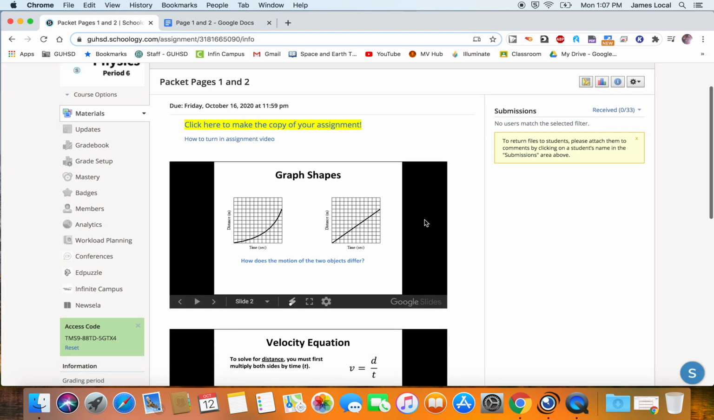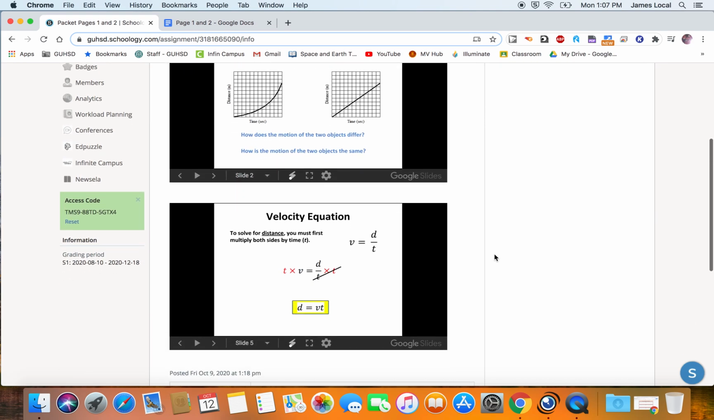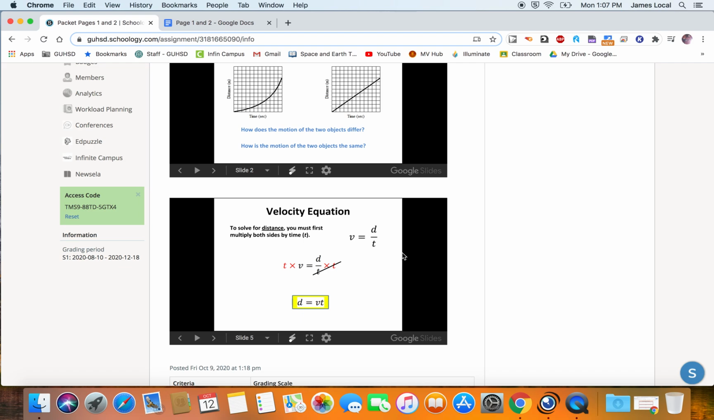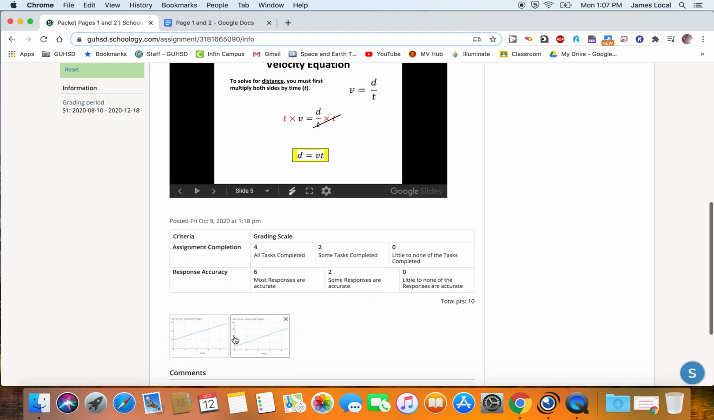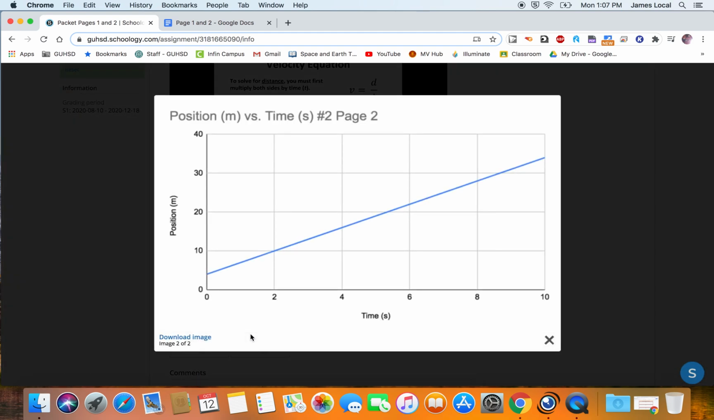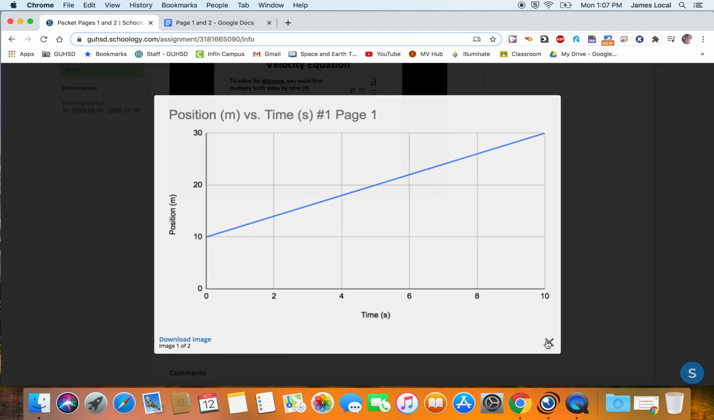What I have here is some slideshows that will show us what we can use to do this. This is going to be a tool for us. I have right here how to turn in this assignment, so you can watch this video on how to turn it in. I also have this slideshow down here about the velocity equation. I have how we're going to be graded for this assignment, as well as some graphs that you're not going to have to do by hand or draw in, but we're going to use these graphs already pre-made.